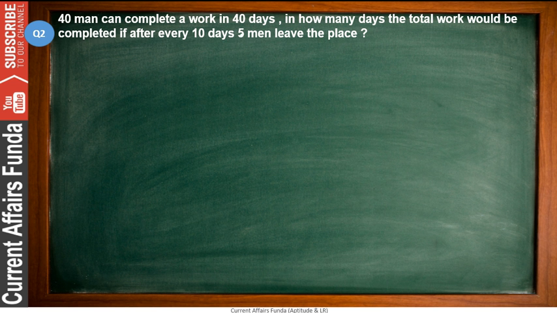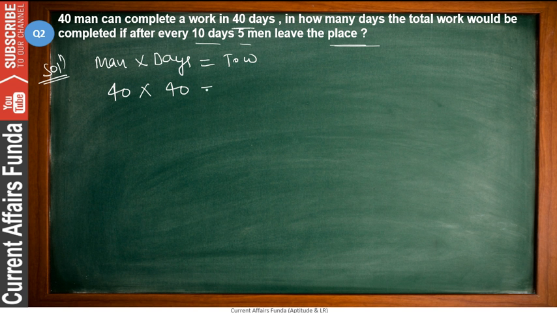14 men can complete a work in 40 days. In how many days would the total work be completed if after 10 days 5 men leave the place? Okay, so your solution, your approach will be like this. How to calculate the total work? Man into days, it will be the total work. So 14 men can complete the work in 40 days. That means 40 into 40, it will be 1600, the total work.